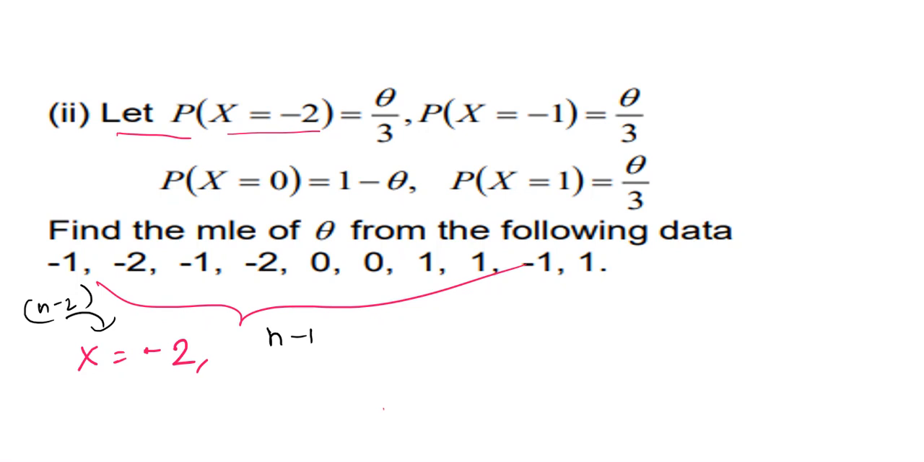x equals to -1, and sorry, n of -2 and n of -1, that means that can be n of -2, n of -1, and the occurrence of n0, that is x equals to 0, and at n1, x equals to 1.